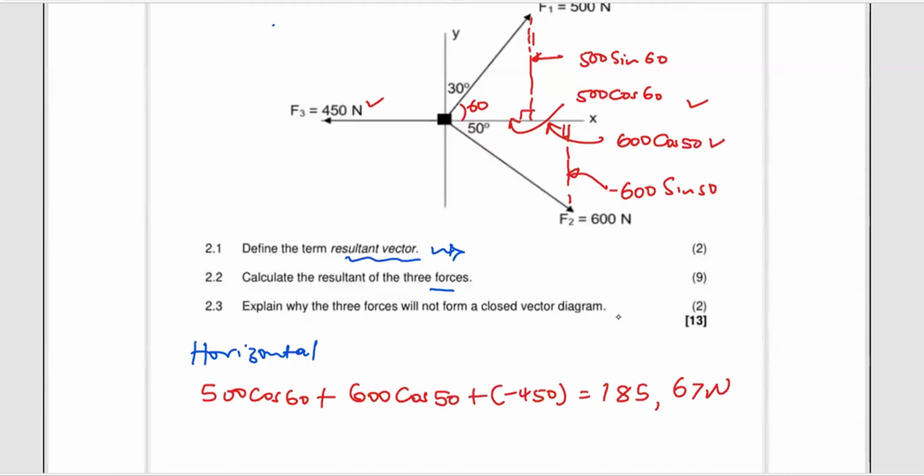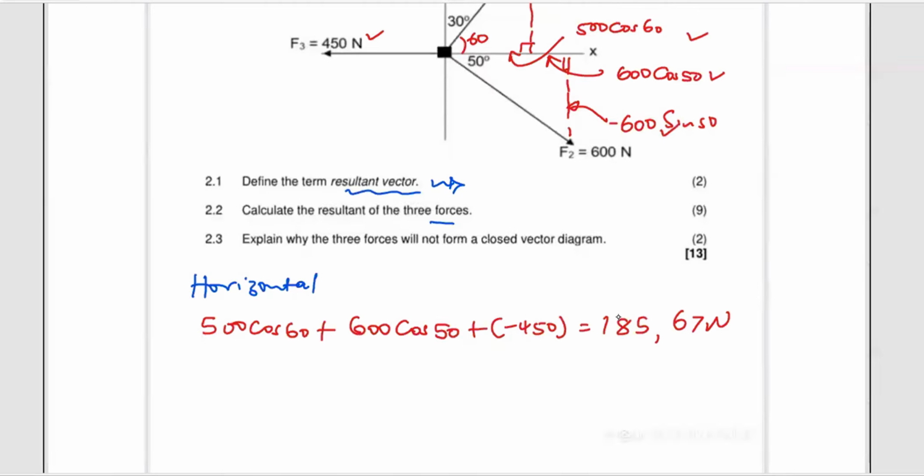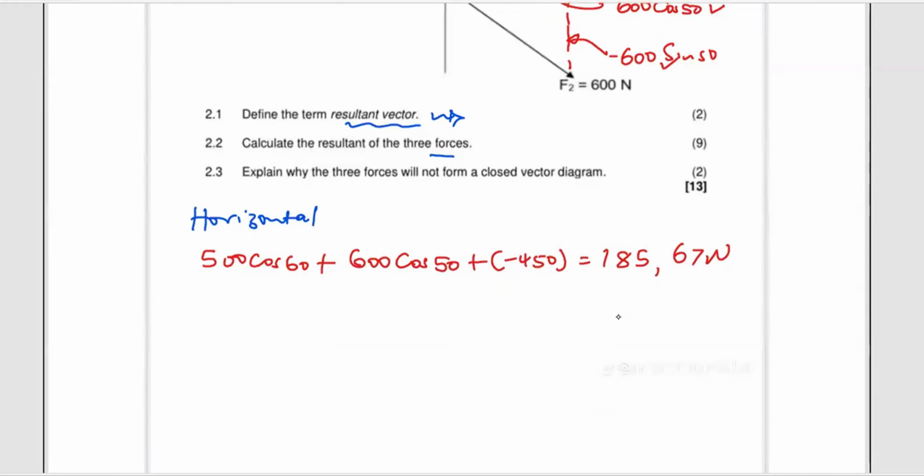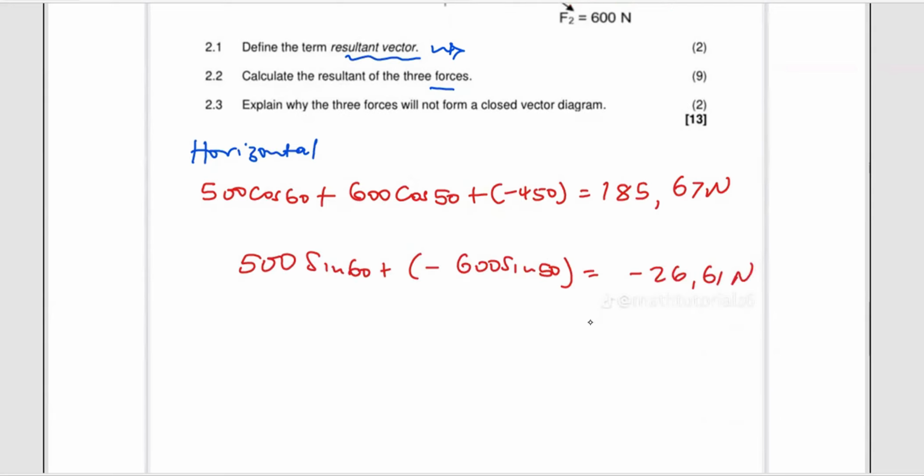Okay, then I go to the vertical. So vertical, I only have this and then this one. So the 500 first. So it's 500 sine of 60 plus a negative 600 sine of 50. I punch that in the calculator, I'm getting a negative 26.61 newtons. Okay, so I have my horizontal and I have my vertical component. So this is the vertical. Then I represent this horizontal in that direction, the vertical just in that direction.